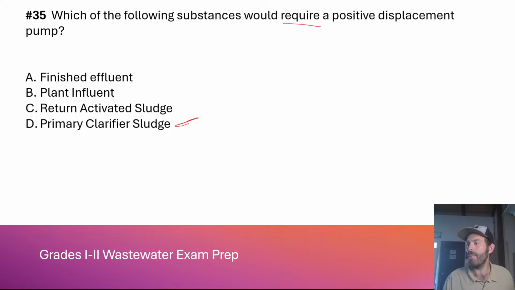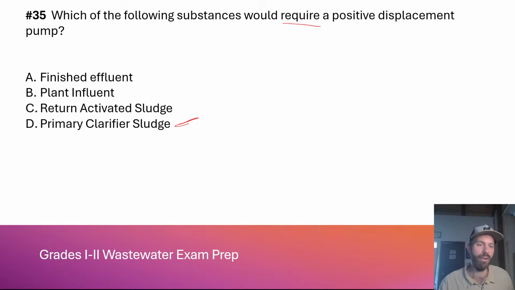If you've ever tried to pump 3% solids with a centrifugal pump, you make cake batter. It doesn't work. Finished effluent, absolutely, you do not need a positive displacement pump. There is a situation I've seen where they would be used in very high pressure situations, but what they're looking at on these questions is to see if you understand that you would not use a centrifugal pump on primary clarifier sludge. Return activated sludge is thin enough. I use centrifugal pumps on my RAS, and guess what? My RAS is somewhere around 8,000 to 9,000 milligrams per liter. It's pretty thick, so the centrifugal pumps push it just fine.